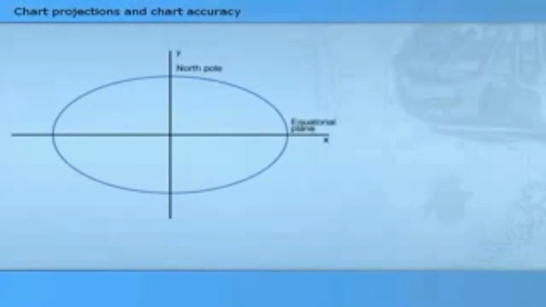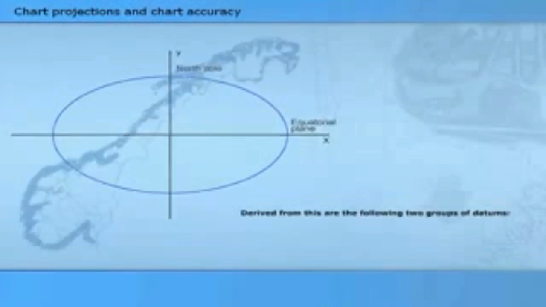The ideal geodetic datum for a worldwide reference system is one that is truly geocentric and oriented through the two poles and the Greenwich meridian. Derived from this are the following two groups of datums. Local datums that are based on convenience and best fit a certain area. Satellite datums that are used for global references.